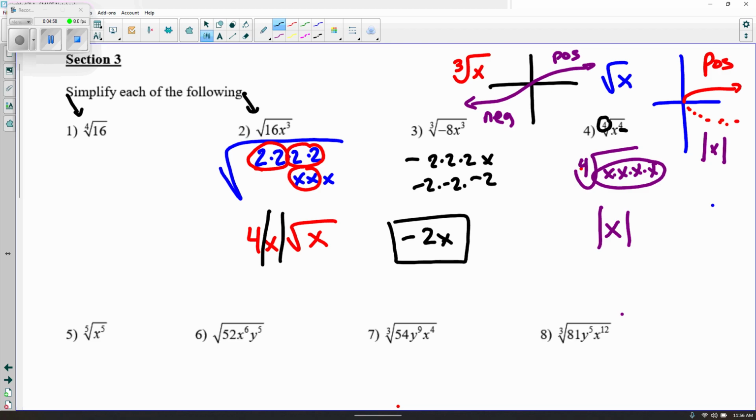So if I had like the fourth root of x to the 16th, 4 would go into 16 4 times, right? So I would get an answer that would be x to the 4th. Do I need absolute values on x to the 4th?